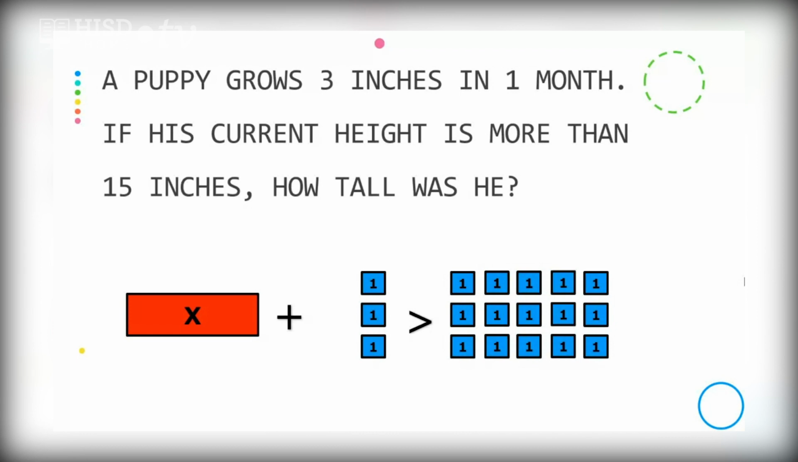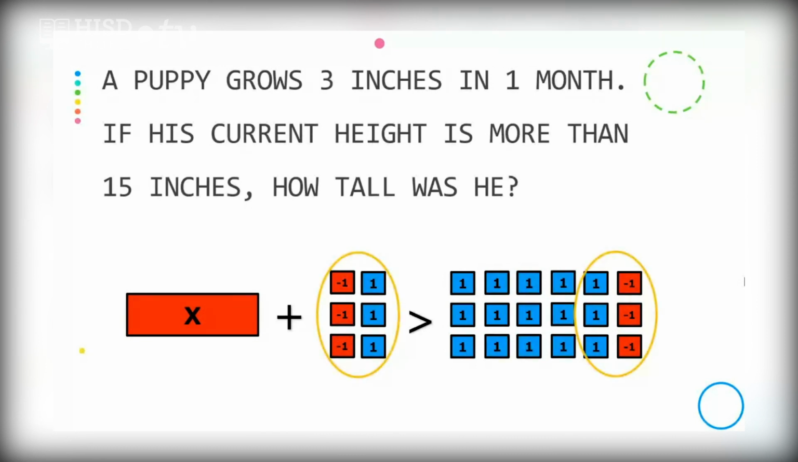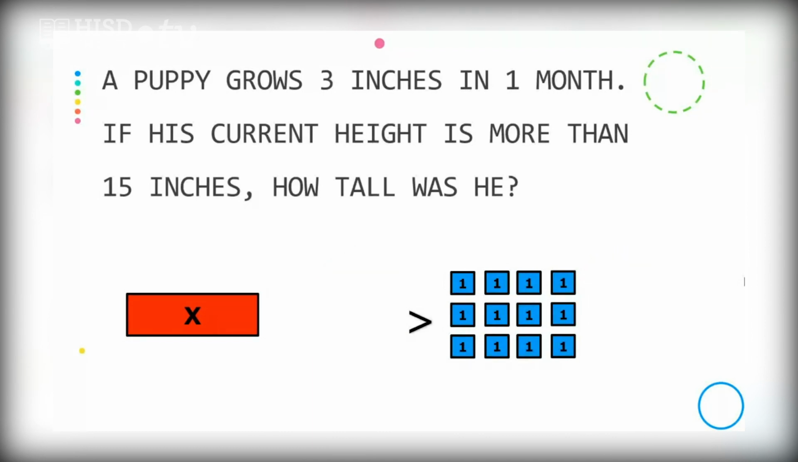And now I have to use inverse operations to be able to solve this inequality. So that means that I'm going to put 3 negatives on one side. And remember, if I do it on one side, I have to do it on the other. So I'm going to take out 3 units from each side. And that means that the height that he was before he grew was 12 inches.